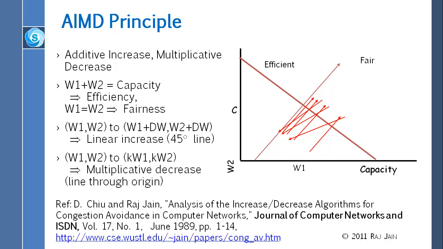Because you will lose. Packets will be dropped. And how do you know that you are below? Because packets will not be dropped. So you always try to go up until packets drop, and then you go down multiplicatively.